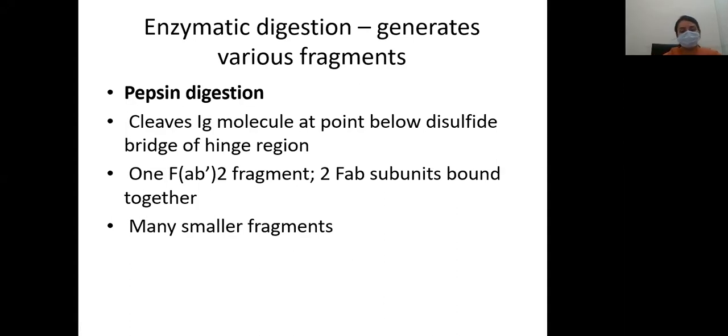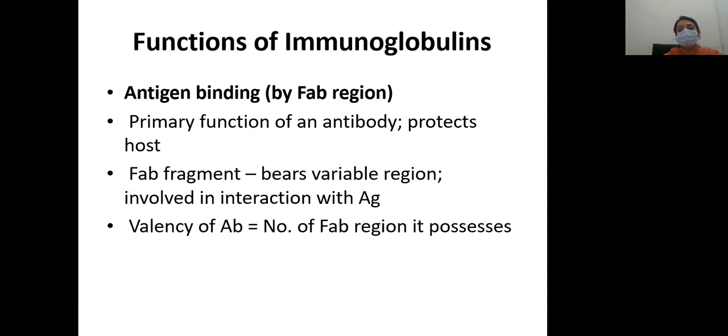So 1 FAB and 2 fragments, 2 FAB subunits, they bond together, and there are many smaller fragments. What are the functions of immunoglobulin? This is very, very important, and you should know the functions of all the immunoglobulins. As you know, there are 5 types of immunoglobulins.